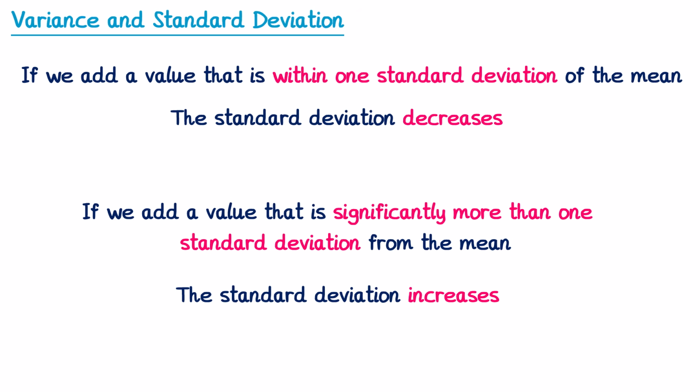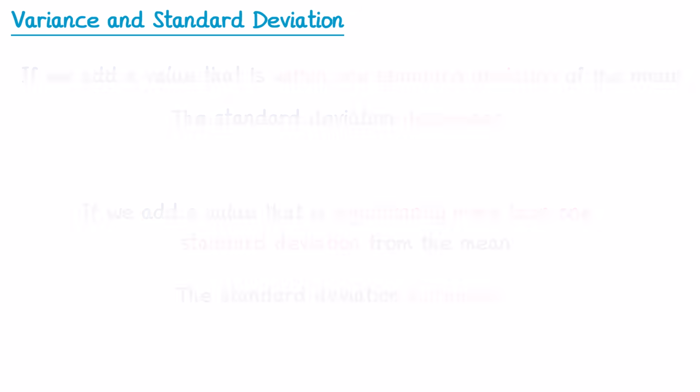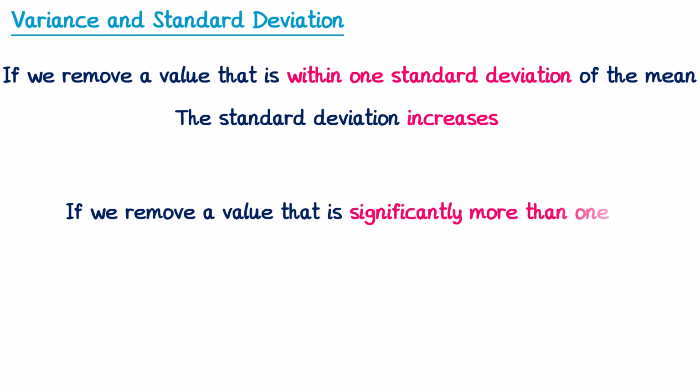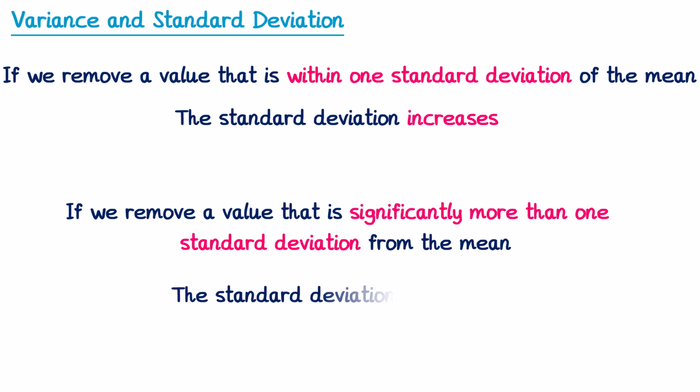The opposite statements are also true if we remove a value from the dataset. So, if we remove a value that's within one standard deviation of the mean, this time the standard deviation will increase. If we remove a value that's significantly more than one standard deviation from the mean, this time the standard deviation will decrease.